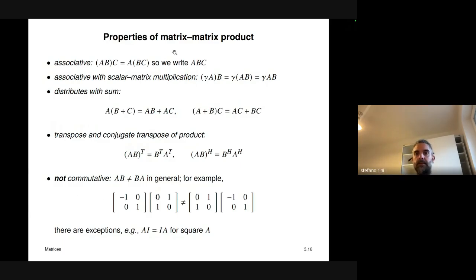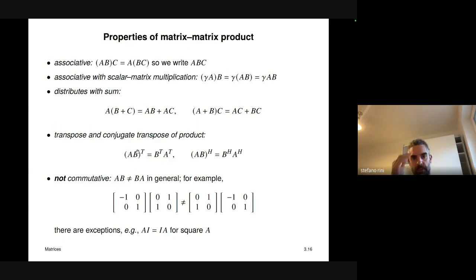So the matrix-to-matrix product is associative, so we can order the operations as we wish. It's associative with respect to the scalar multiplication. So if I have a constant and I have AB, I can plug this constant however I want in my multiplication. The matrix multiplication is distributive with the matrix sum. So A times (B plus C) is equal to AB plus AC, and (A plus B) times C is AC plus BC.